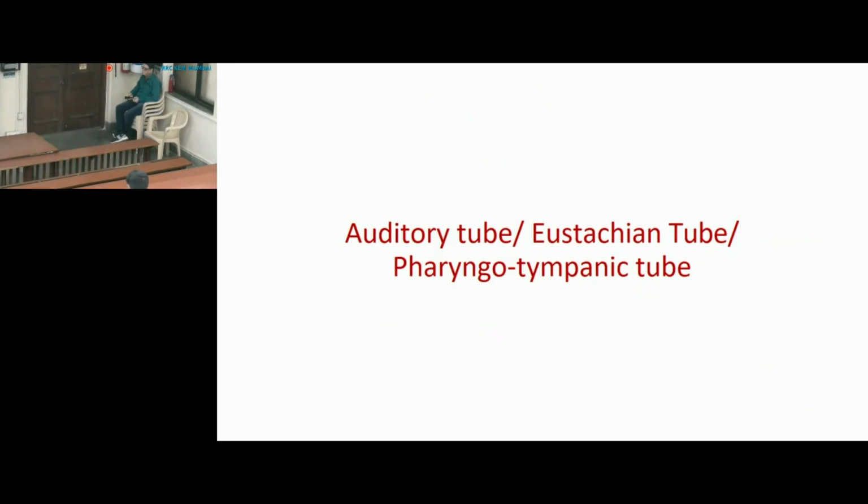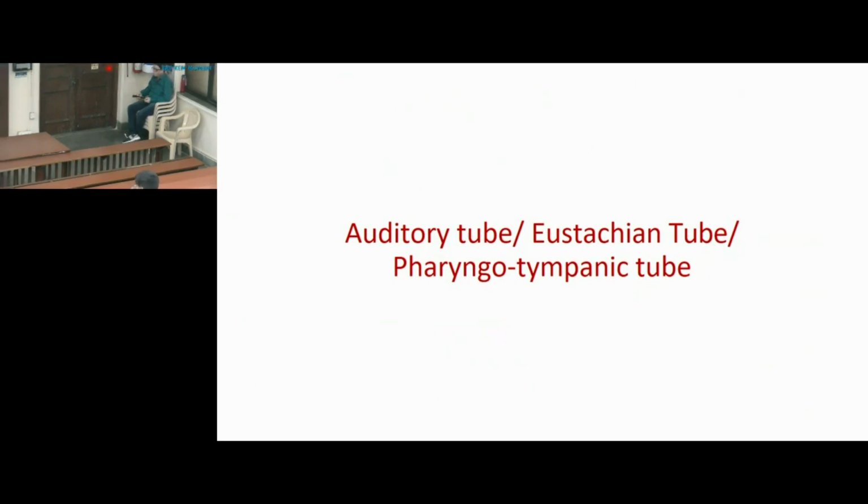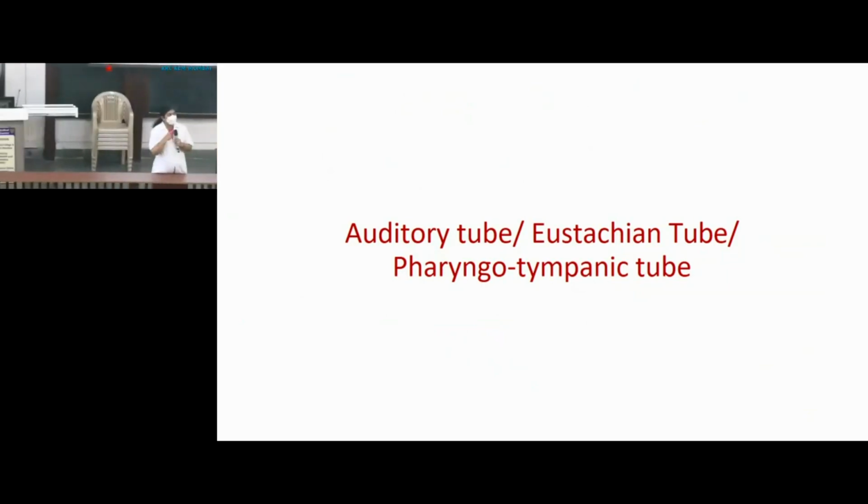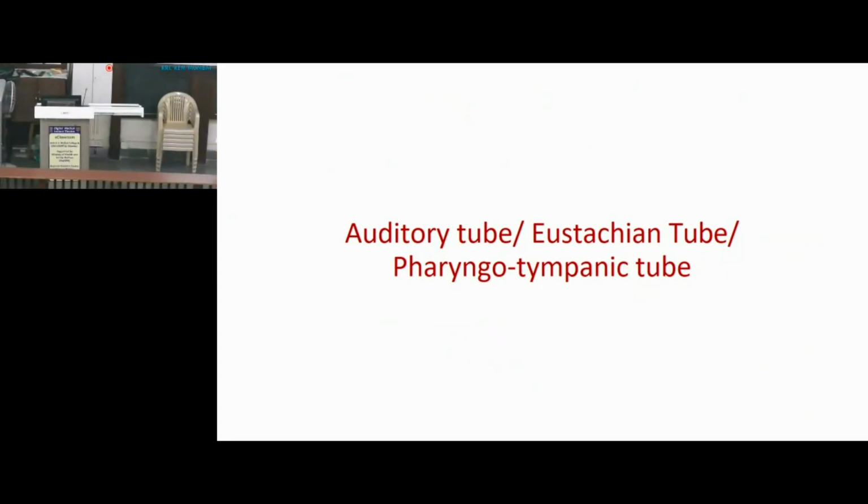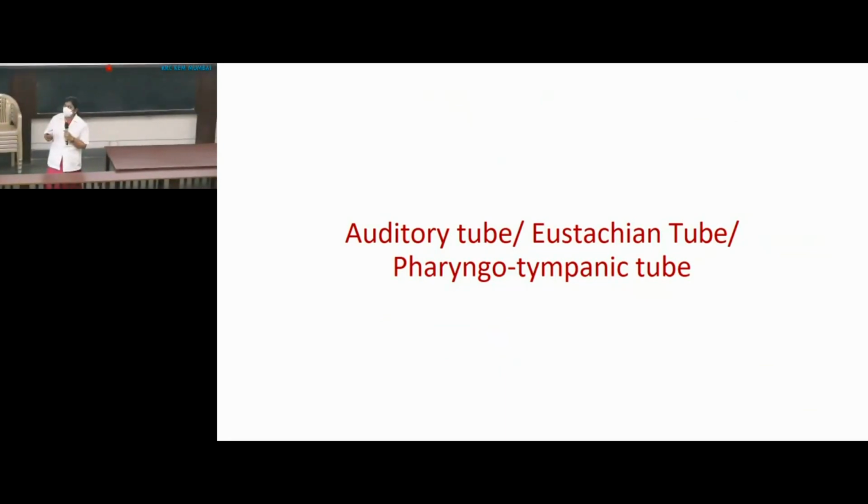So which wall of nasopharynx? Lateral wall of nasopharynx. So anterior wall of middle ear cavity to lateral wall of nasopharynx is the extent of this auditory tube. As the name suggests, pharyngotympanic tube.